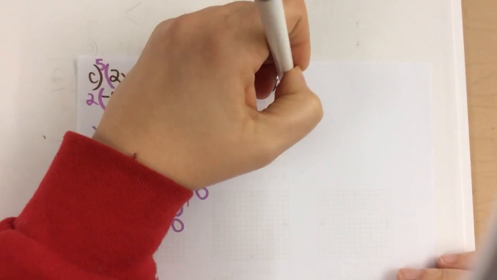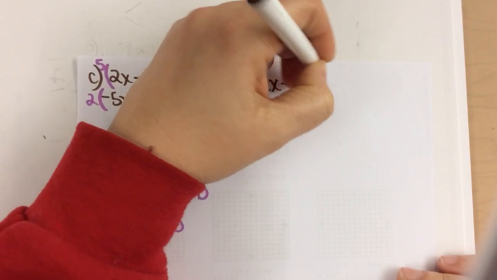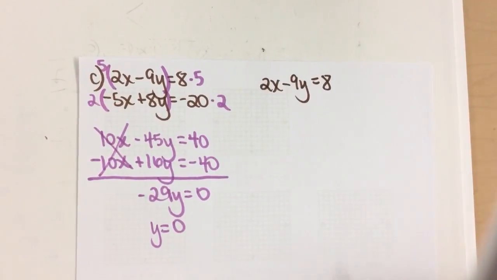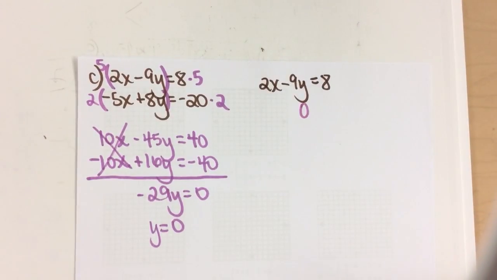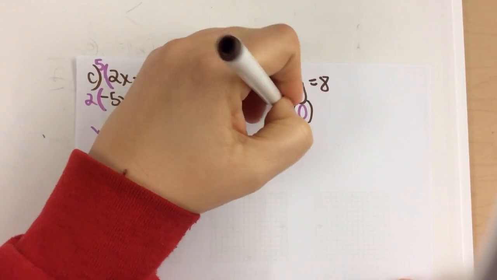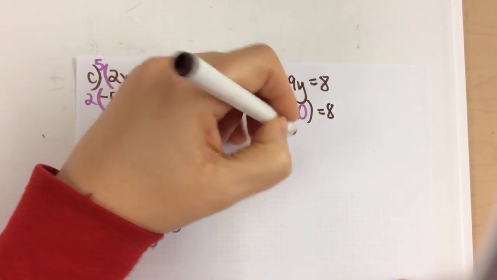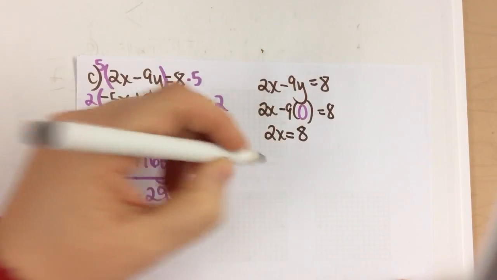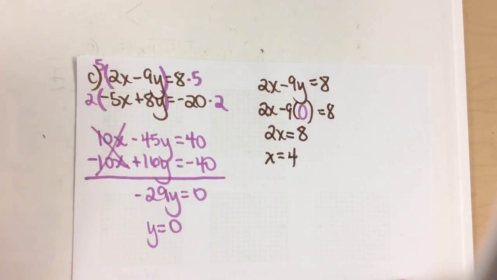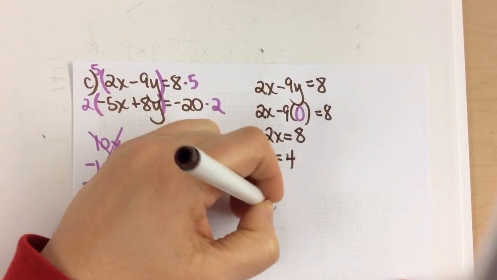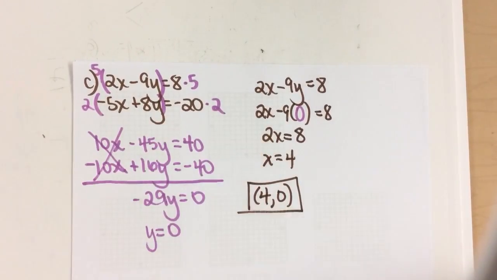Top equation. And I'm going to plug in the 0 for the y. Everything around it stays the same. 0 times anything is 0. So that makes a 0. So x equals 4, dividing both sides by 2. So the solution is 4, 0.